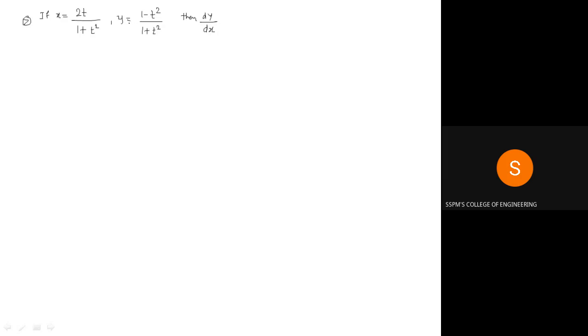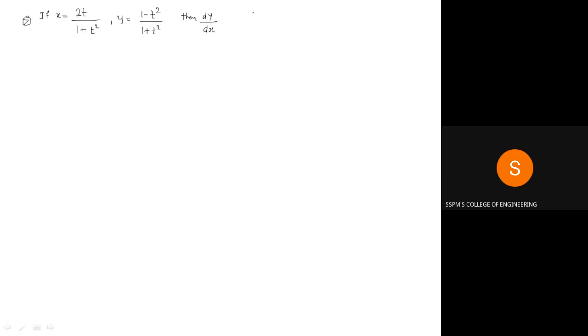To find the value of dy by dx, you need to simplify the terms of x and y. Actually, x and y are in t, that is, they are parametric functions. So before discussing the differential here, everyone should know the formulae for sin, cos and tan in the form of tan. You should know how sin, cos, tan relate to tan, right?